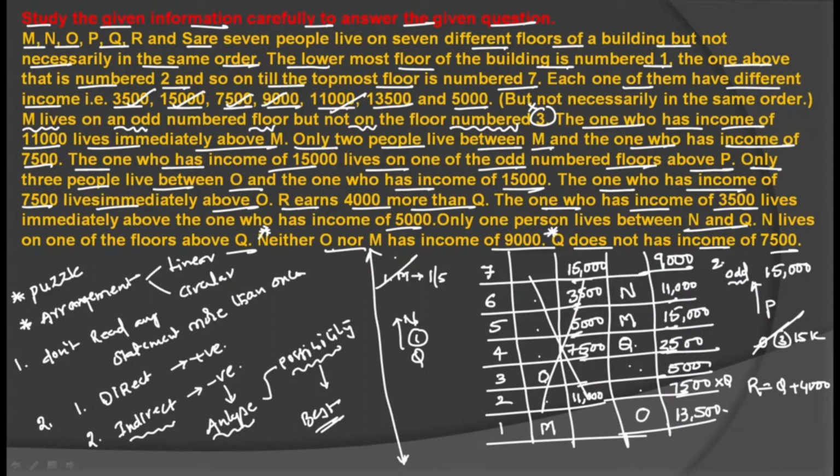Next one. So we are already done with Q and N. Now our income, when compared to Q, is 4,000 rupees more. So 7,500, because 3,500 plus 4,000 is equal to 7,500. We can confirm R here.